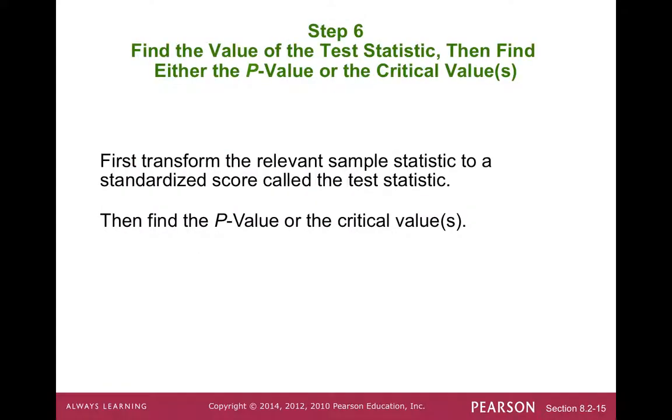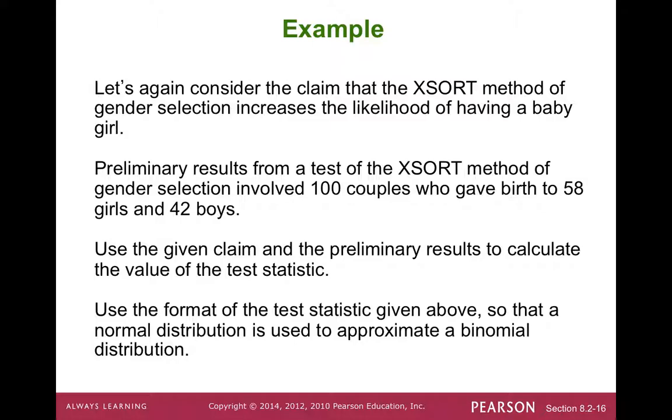Okay, once we find what test statistic we're going to use, we are going to then use that test statistic, or I should say that relevant sample statistic, to standardize it into that test statistic. And then from there, we're going to use that test statistic to help us find either a p-value or a critical value. And we'll talk through what that means in a couple of minutes. I know this is a little abstract until we get to an example. So here is an example, and hopefully it'll shed some light on what we just covered.